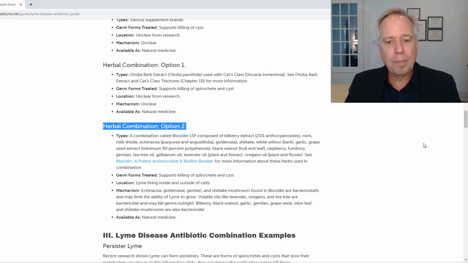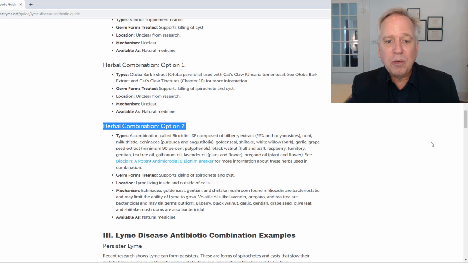There's another herbal combination that I like using, and I'll call that combination number 2. And it goes by a proprietary name of Biocidin LSF. This thing has got a large number of components to it, so I'm not going to read them all off. You could read the full article about this. But these seem to work on Lyme living inside and outside of the cells. And they seem, based on petri dish experiments, to do a good job of treating both cyst and spirochete forms of the germ. They also appear to block some of the mechanisms that germs use to develop antibiotic resistance.